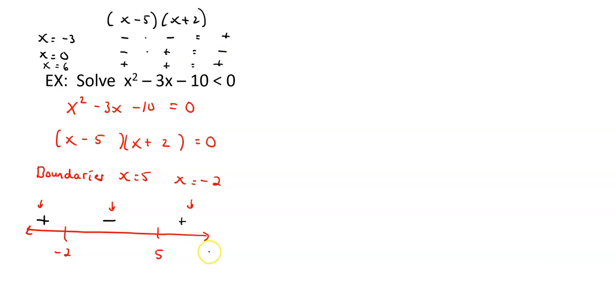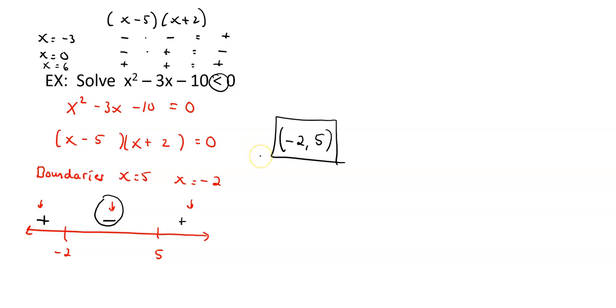Go back to my original question. My original question said x squared minus 3x minus 10 is less than 0. So where are the ones that are less than 0? Right here. In other words, the values between negative 2 and positive 5. So my answer is that interval, all the values that are greater than negative 2 and less than 5. Notice I didn't include the negative 2 and I didn't include the 5 because this question was strictly less than. It didn't say less than or equal to, it said less than.